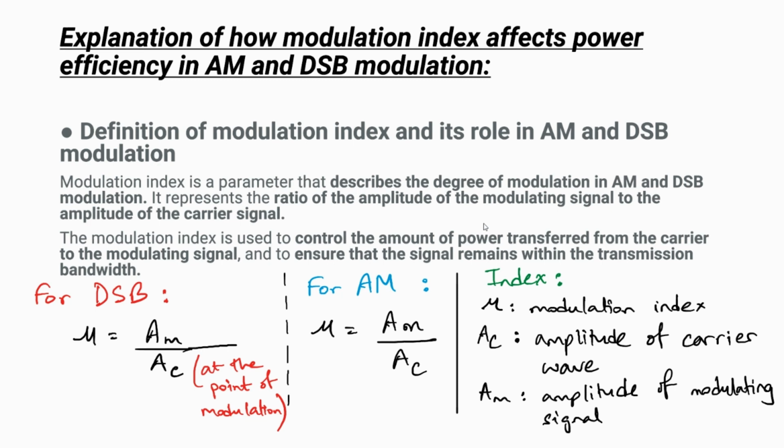A higher modulation index results in increased sideband power and a wider bandwidth, which can lead to spectral inefficiency and intermodulation distortion. Therefore, proper modulation index selection is crucial for achieving optimal power efficiency and signal fidelity. Here down below, I've provided equations for calculating the modulation index of AM and DSB.